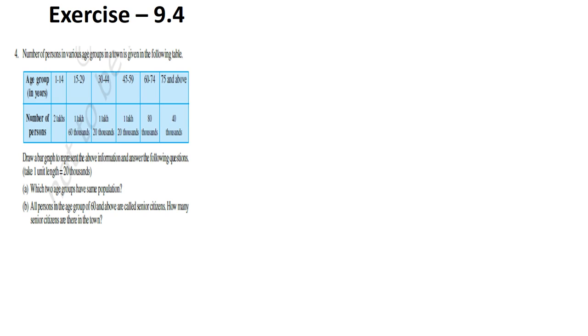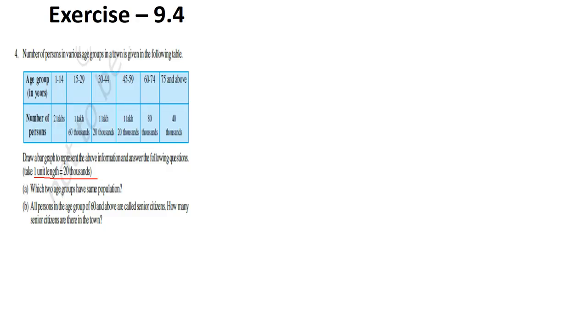The number of persons is also given: 2 lakh, then 1 lakh 60,000, 1 lakh 20,000, again 1 lakh 20,000, 80,000, 40,000. Draw a bar graph to represent the above information and answer the following questions. Take one unit length equal to 20,000. See, it is given in the question. Now the scale is given, so one problem is solved. We have to take 1 unit length equal to 20,000.